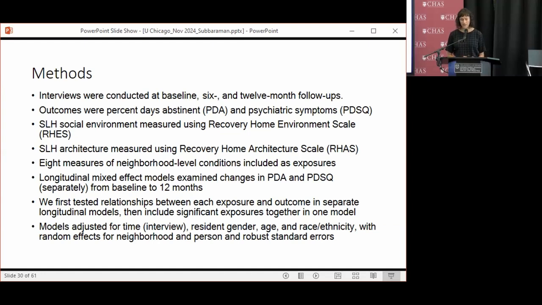We looked at 8 different measures of neighborhood level conditions, and we tested associations in longitudinal mixed effect models. We first looked at exposures separately, so we had a whole bunch of separate regression models in which we were testing individually associations between each exposure and outcome. And then whatever was significant at the p less than 0.05 level, we included in our final model, which is what I will present to you.